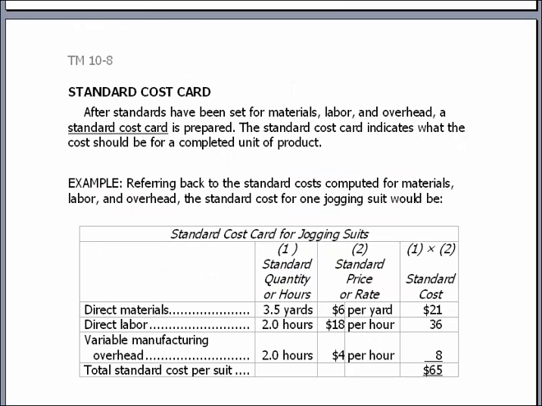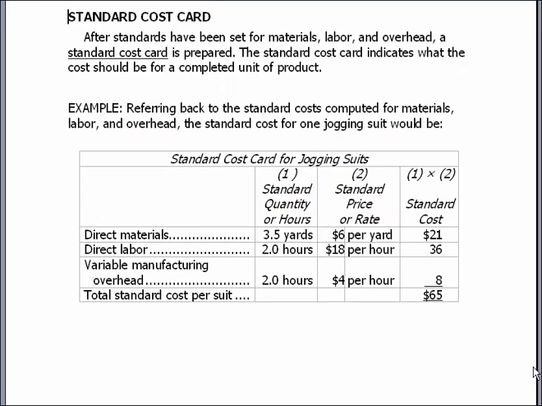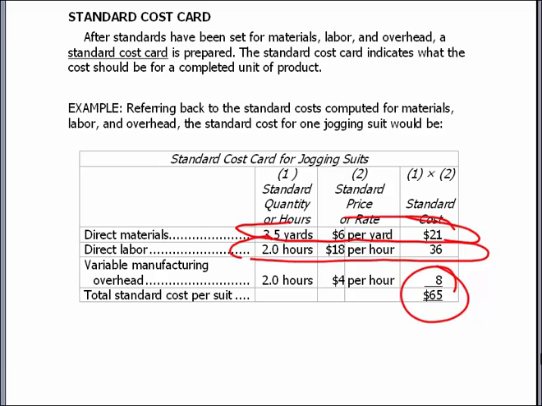All right. Now, once we get this all done, we can turn around and say, okay, that suit should cost us $65. We've got 3.5 yards at $6 a yard, $21. 2 hours of labor at $18 is $36. Variable overhead of 2 hours at $4. Now the jogging suit is $65.